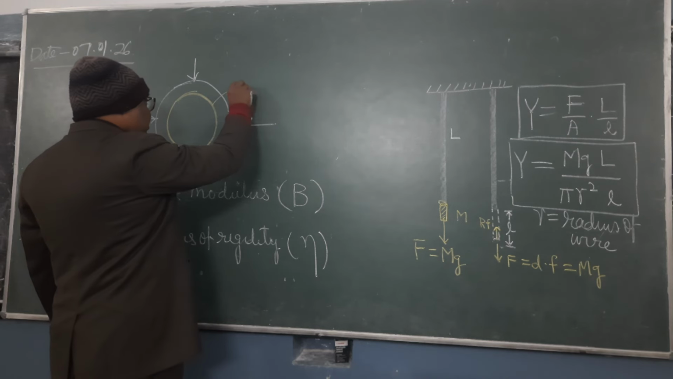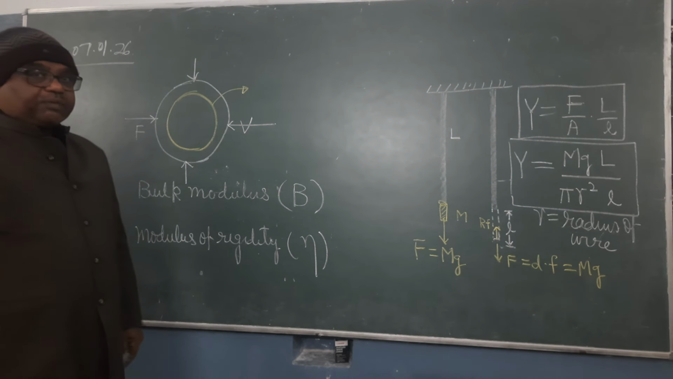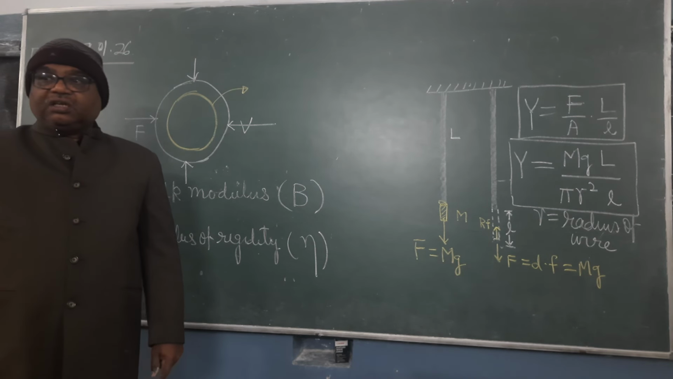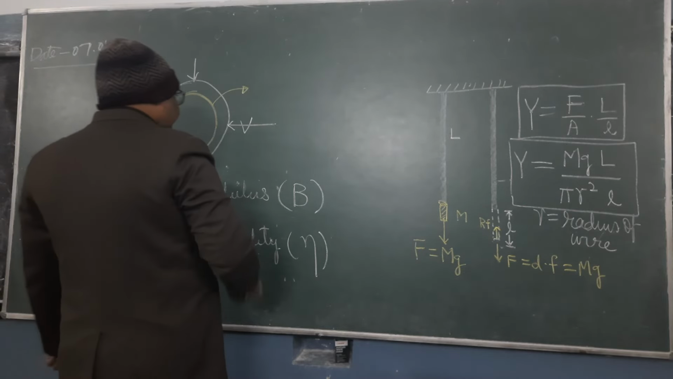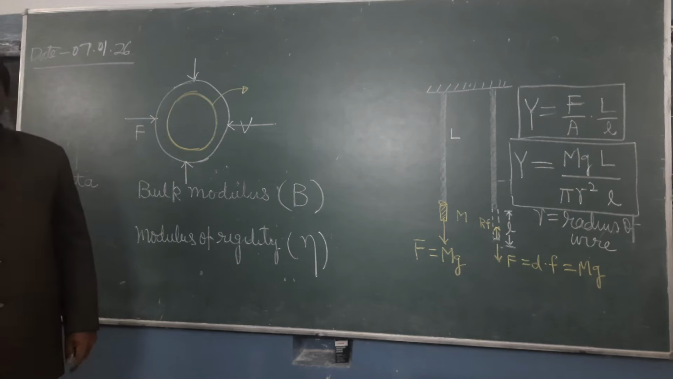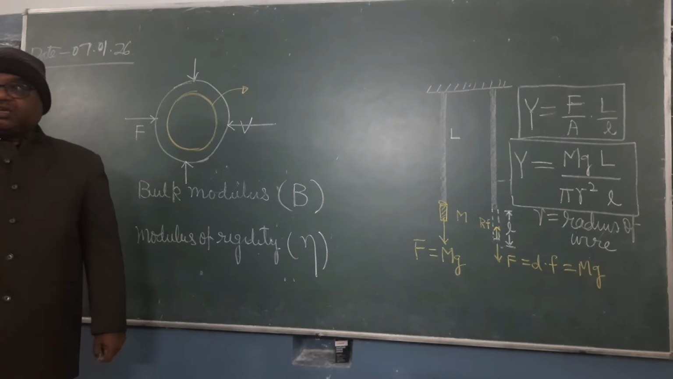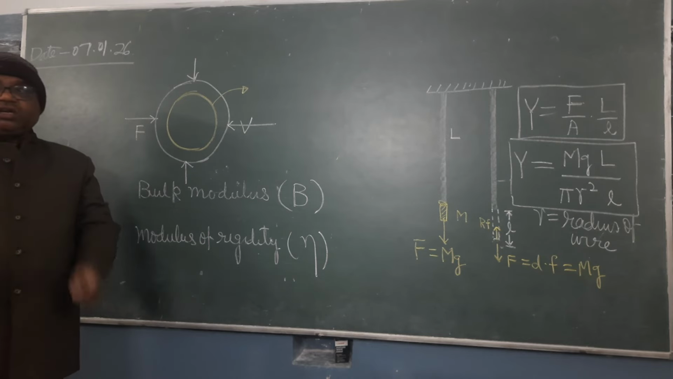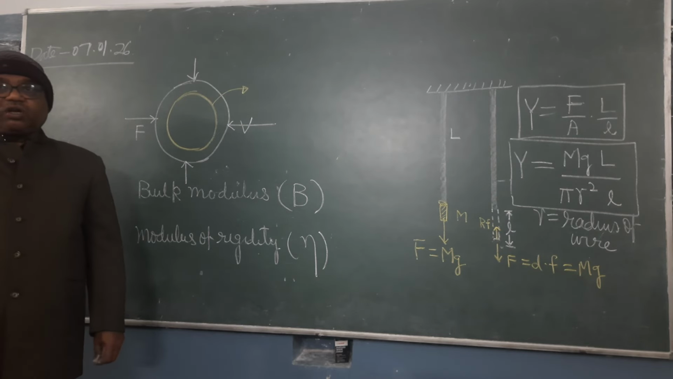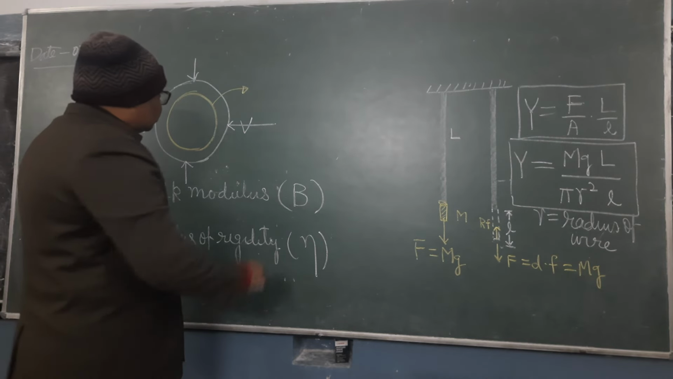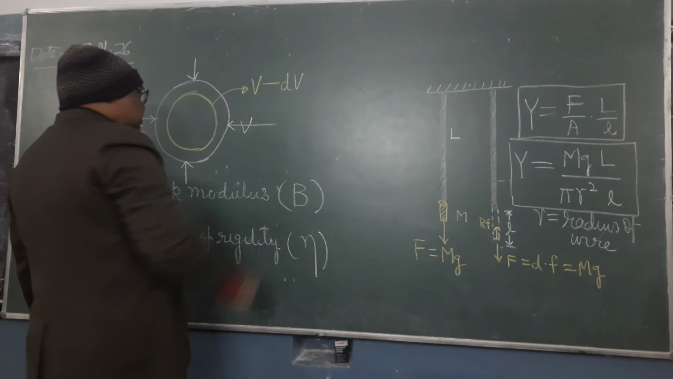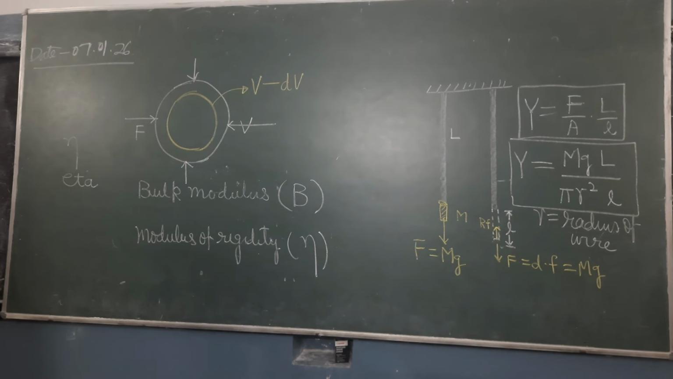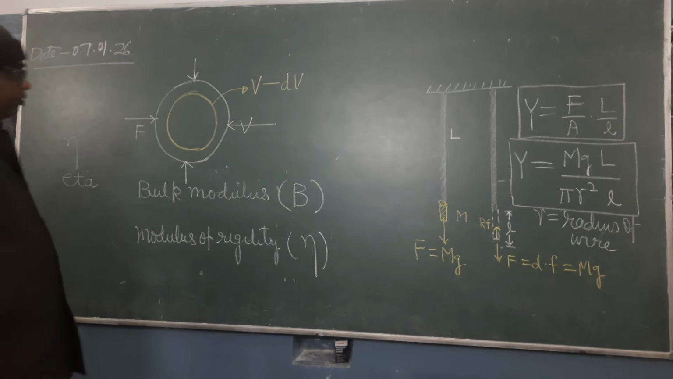Now see here, compression mostly takes place in liquids and gases. Gases are highly compressible. And why are they highly compressible? Because there is a very large intermolecular distance and a very small intermolecular force. It's clear. So here volume becomes V minus dV. Since there is a very small change in volume, we write it as minus dV. You can write V minus delta V also.